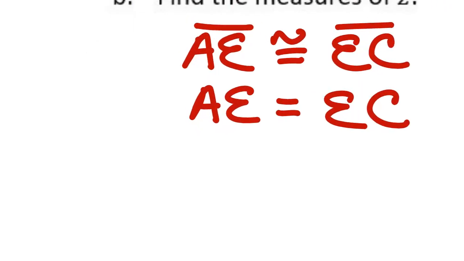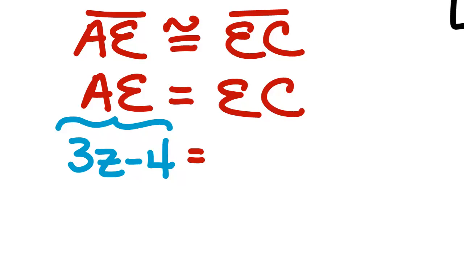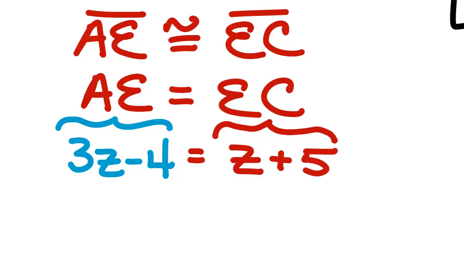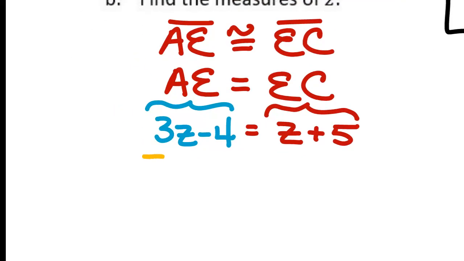AE is 3z minus 4. And that is equal to what? z plus 5. And now we solve this for z. The first thing we need to do is get our z's to the same side. So I'm going to subtract z from both sides.